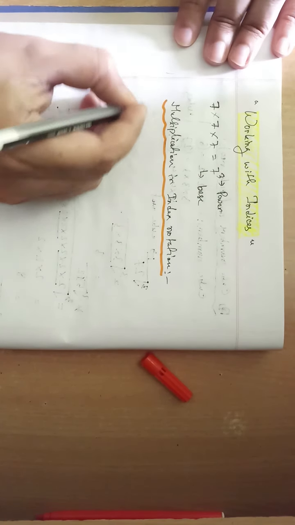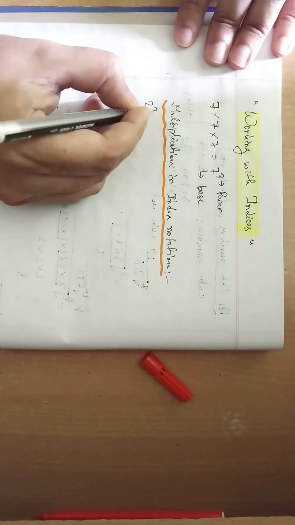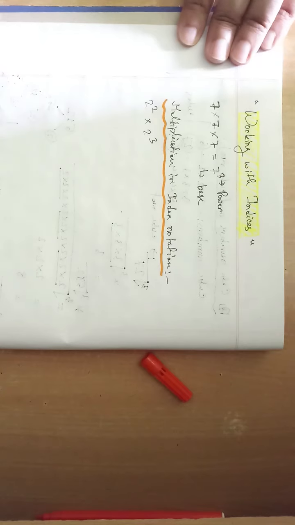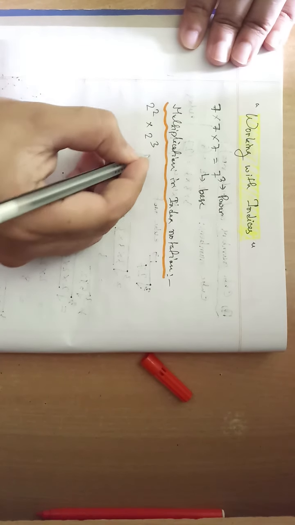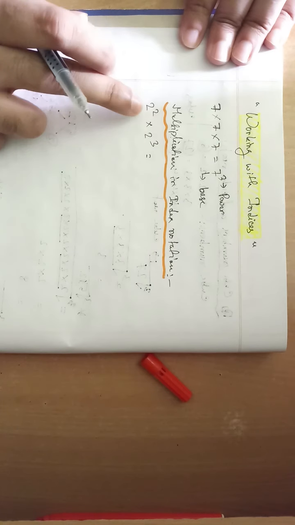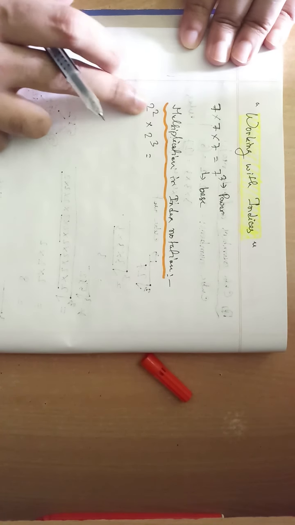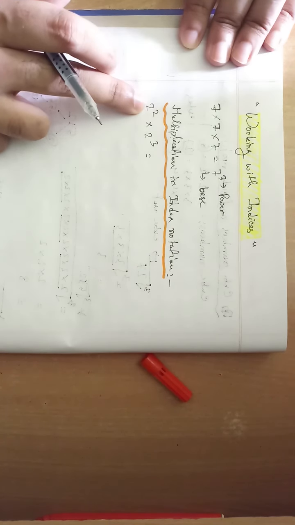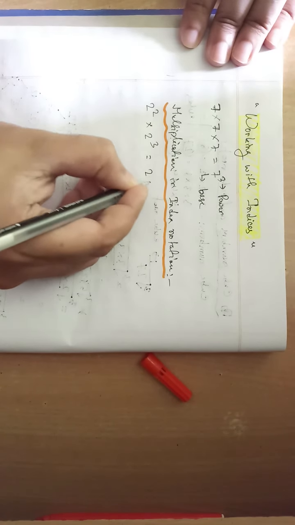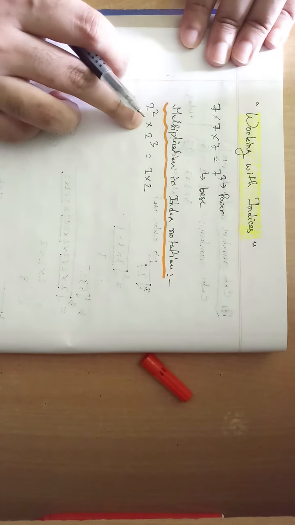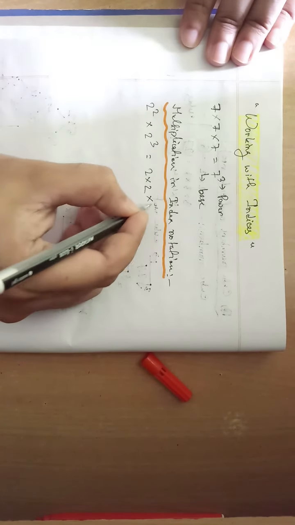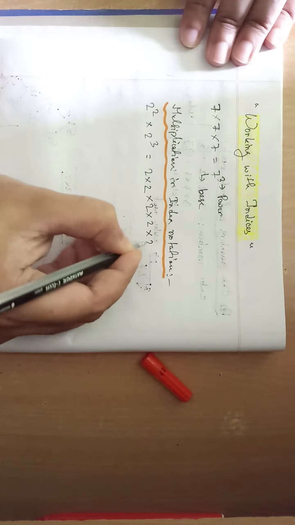Suppose 2 square into 2 cube. If I want to multiply it, first of all, I can expand any index notation number to a simpler form. So 2 square basically means 2 into 2, then it is again multiplied with 2 cube, which means 2 multiplied 3 more times. So 2 into 2 into 2.